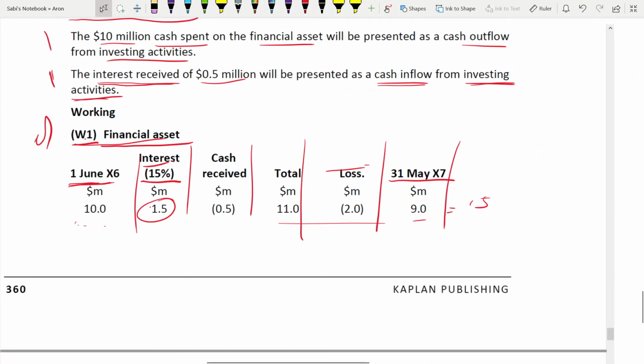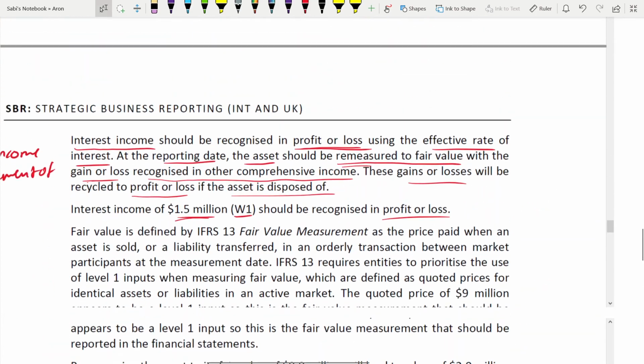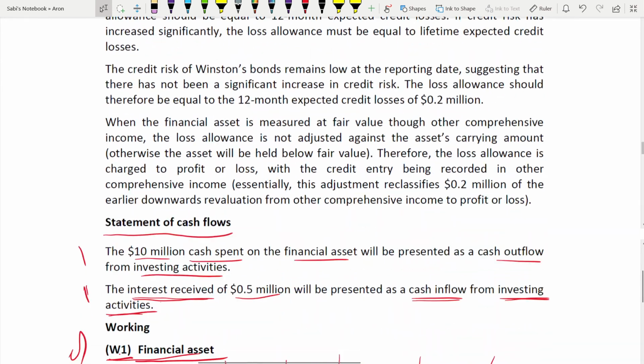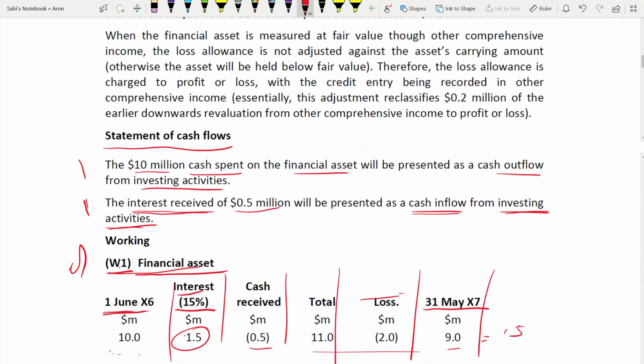So apply 15% on 10 million, 1.5. Cash receipt is 0.5. We'll come to the loss on that later. But immediately now, working should be always presented at the end. No need to do this working at the end also for you, because you will be doing it in Excel. There you can write working one and all.